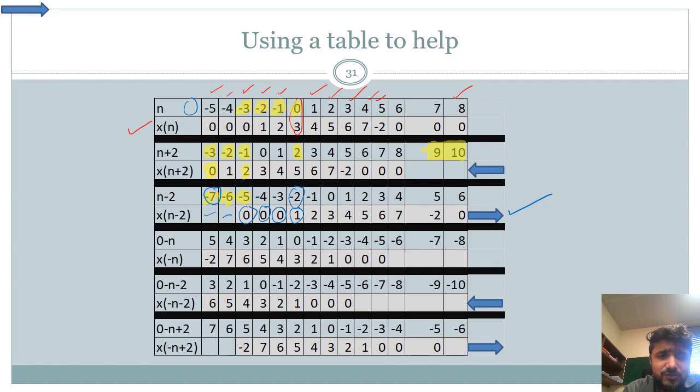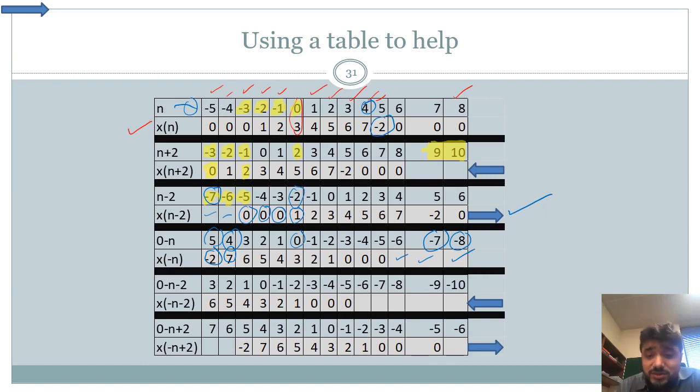Now I'm doing folding here. For folding, I just reverse it. So minus 5 becomes 5, and minus 4 becomes 4, and similarly 8 becomes minus 8, and 7 becomes minus 7, and 0 remains 0. This is important. Minus 5 comes here from the original signal. This is the 5, so this is minus 2, and from the 4th position this is 7, and so on and so forth. I do not have values for minus 6, minus 7, and minus 8 in the original signal, so therefore these remain blank.